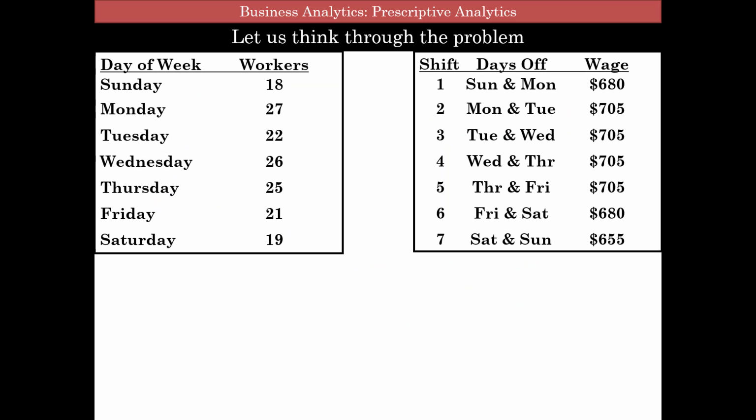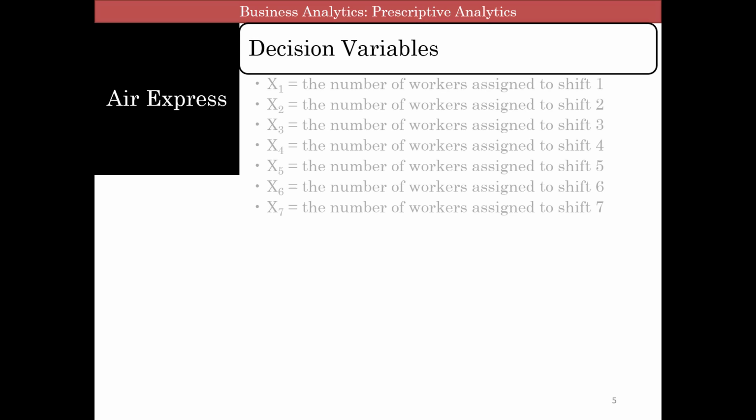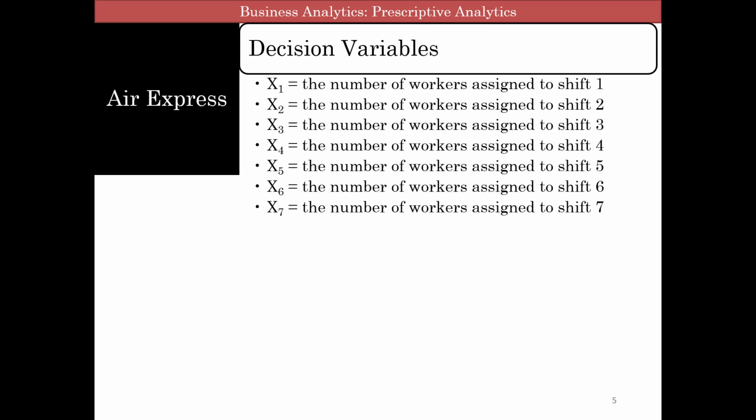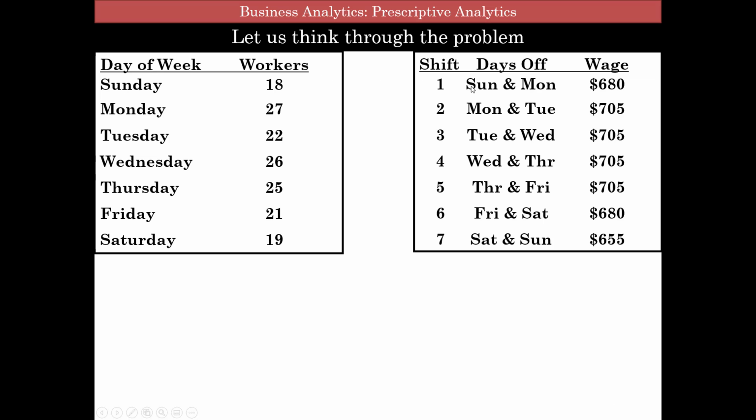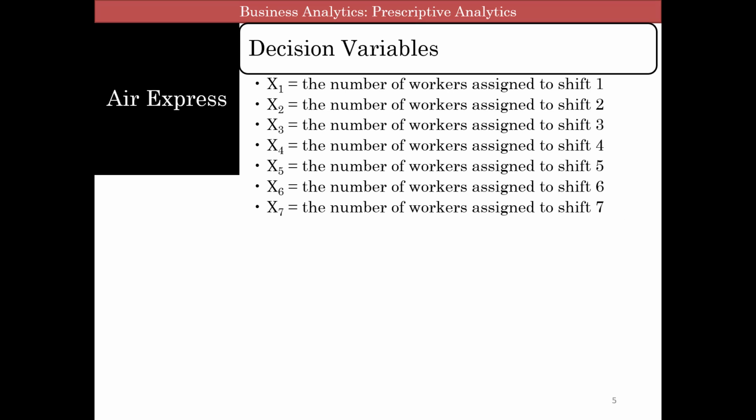So here's what we've got. 7 shifts, okay? So your decision variables are x1 to x7. Remember that x1 is essentially, if you're in shift 1, you will start work on Tuesday. If you're in shift 2, you start work on Wednesday. Shift 3, start work on Thursday. Shift 4, start work on Friday. Shift 5, start work on Saturday. Shift 6, start work on Sunday, and so on.